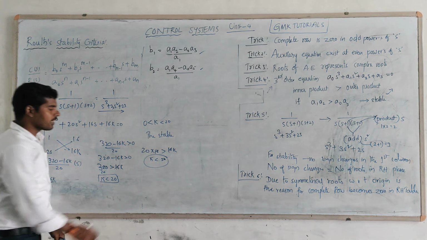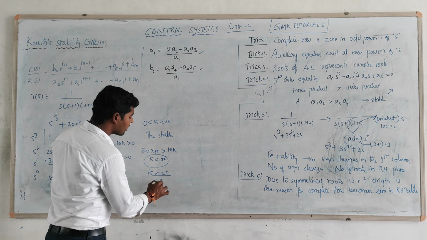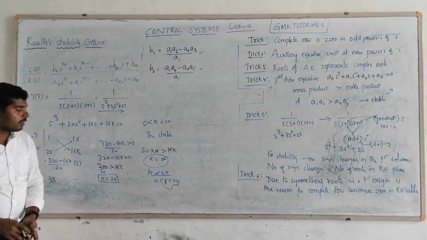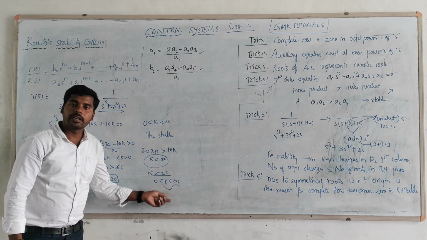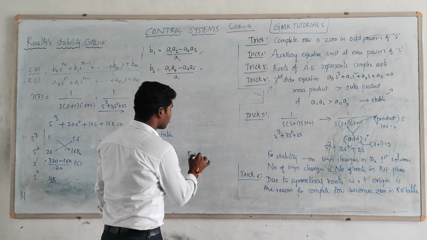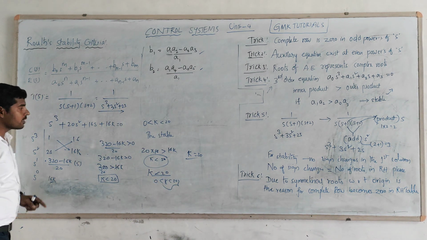The k value must be less than 20, that means it is in the range 0 to 20, and for this range of k values the system is stable. Suppose what happens if k is equal to 20? That is also one more doubt we may have. What happens if k is equal to 0?